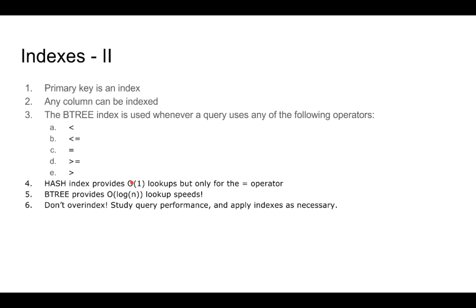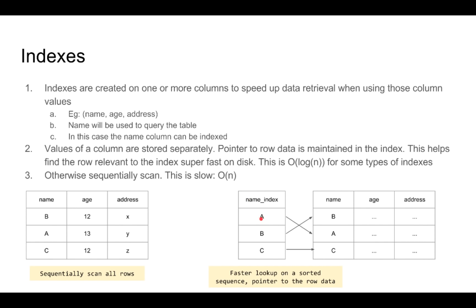However, this hash index can only be used for the equals to operator. So if you're searching for all the rows that have the column value B, then it's a single operation. But if you're searching for all the rows that are less than B, then the hash index cannot be used, and in case the binary tree index is not there, the database would fall back to a sequential scan to find out all the values that are less than B.